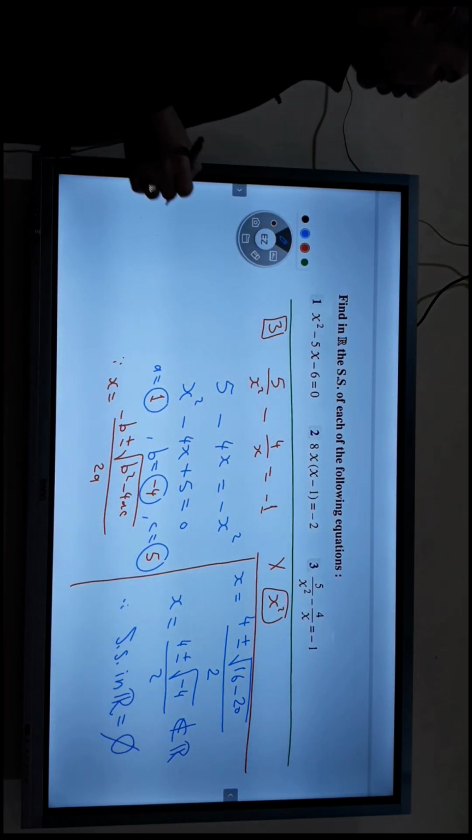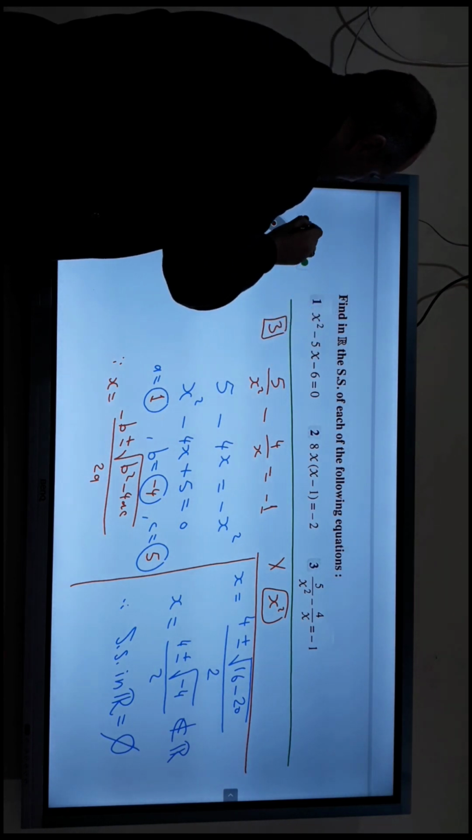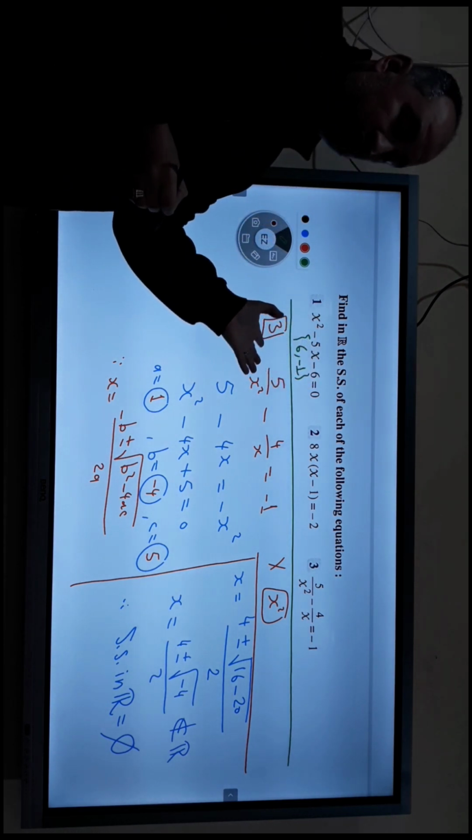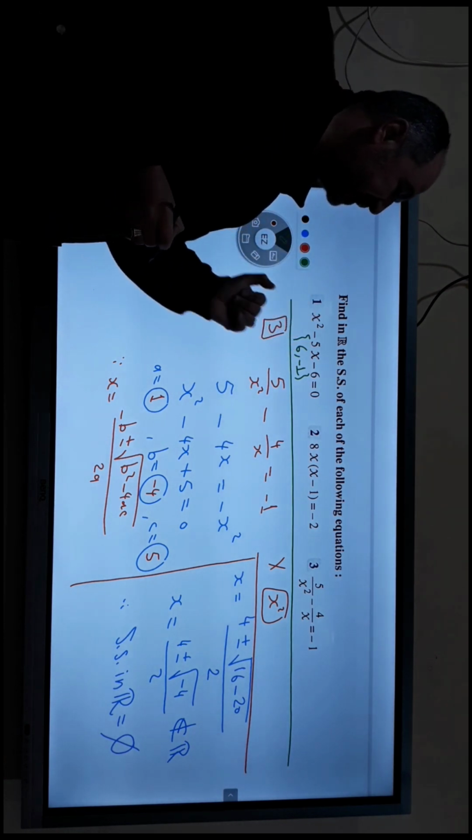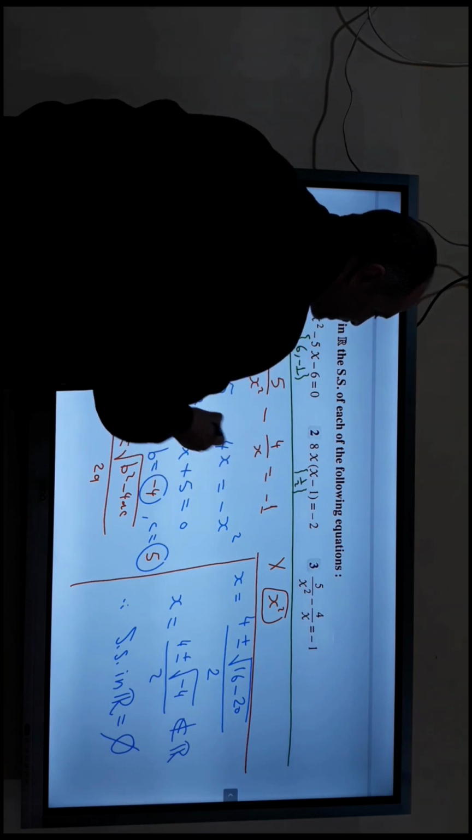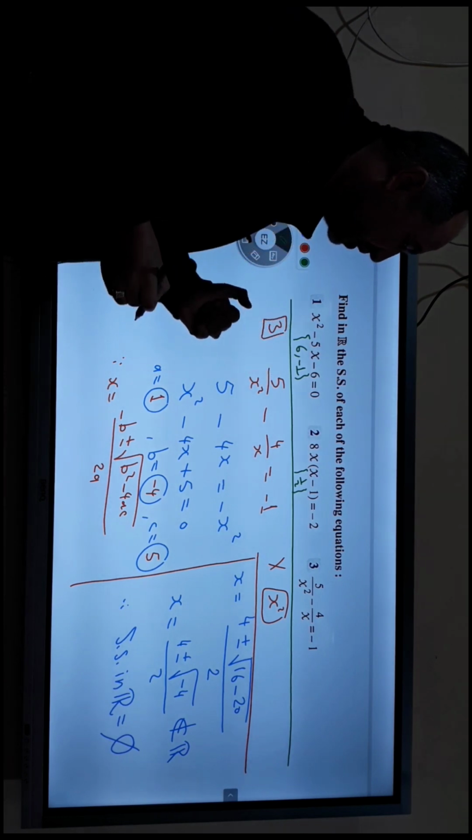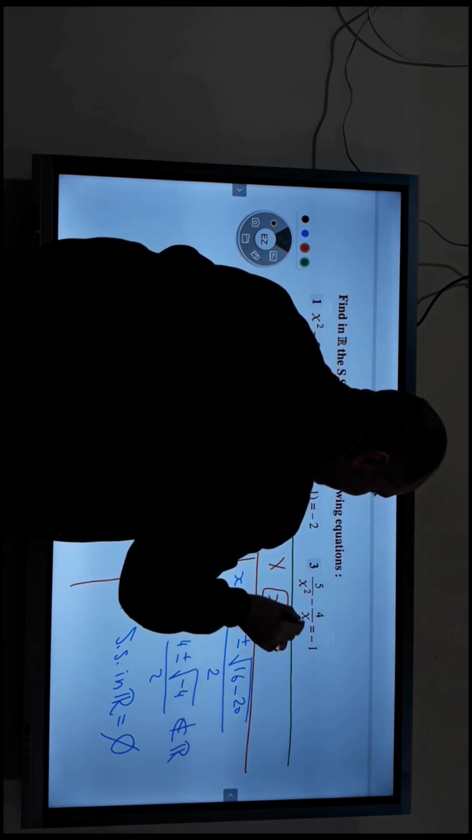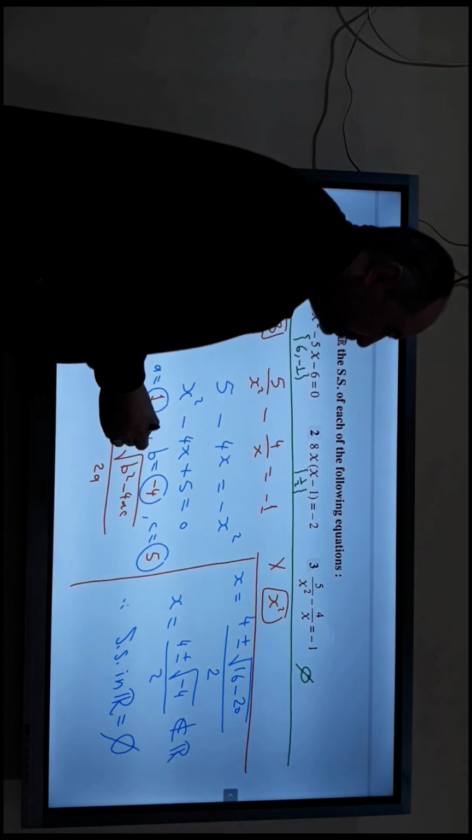Now we studied that in the first example the solution set is 6 and negative 1. We have two roots or two solutions. Then we have two intersection points with the x-axis. In the second example we have half only. Then there is one intersection point with the x-axis. But here we don't find any intersection points with the x-axis. Then the solution set is empty.